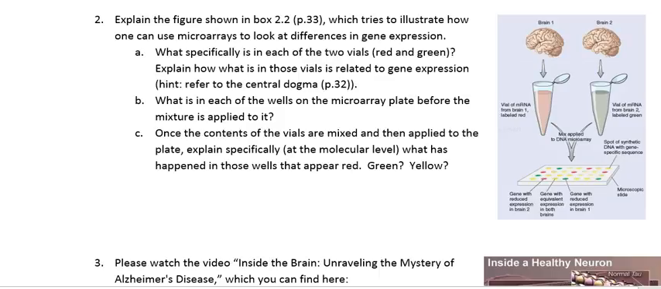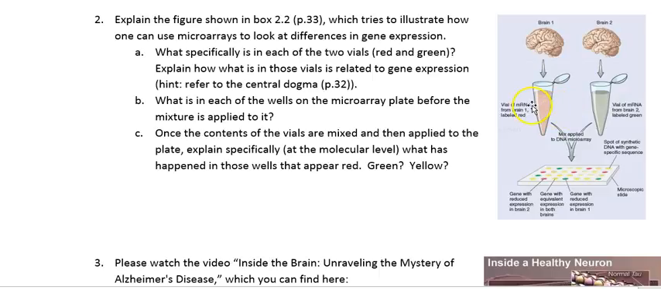Okay, so number 2. Explain the figure shown in box 2.2, page 33, which tries to explain how one can use microarrays to look at differences in gene expression. So we've done that. Is this a group there? E3. So maybe you guys could walk us through this one. So what's happening and what's in these 2 vials? You can't see it on the monitor, but that one's red, that one's green.